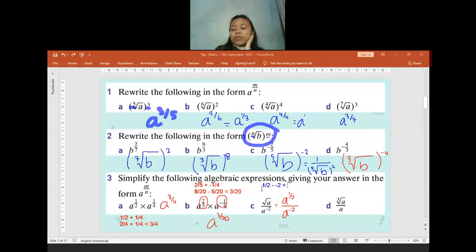Anyone? Wait a minute. Okay. How much? You are muted, Steve. I cannot hear you. Do not mute yourself when you are going to answer. Okay, yeah, so it will be 5 per 2. So the final answer will be a to the power of 5 per 2.